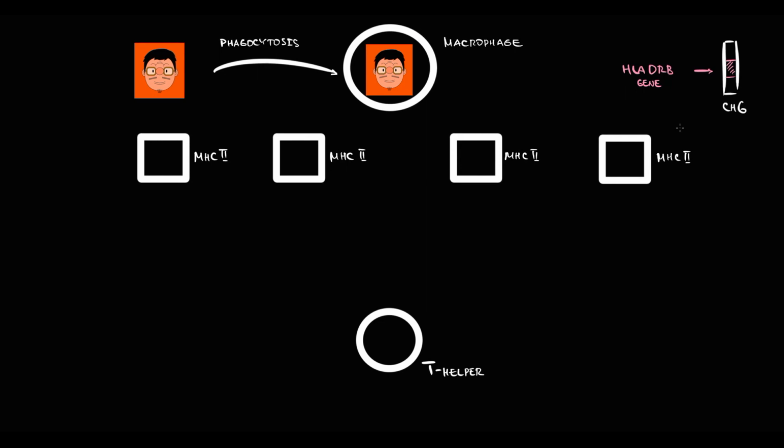The simplest analogy is the eye color. You see, we all have genes that encode the color of our eyes, but some of us have blue eyes and some of us have black eyes.